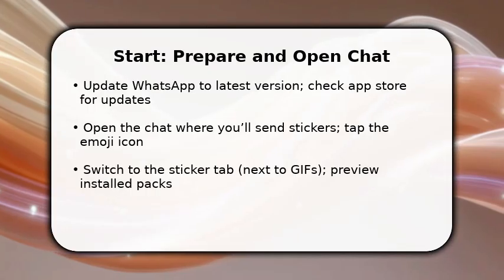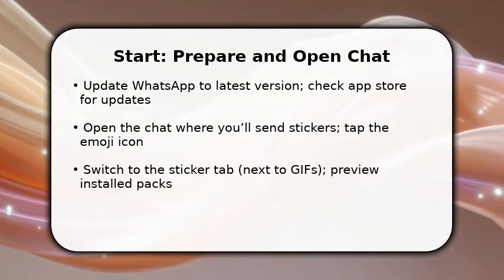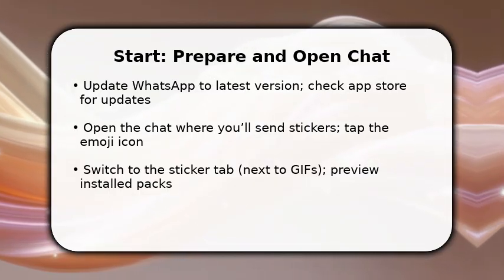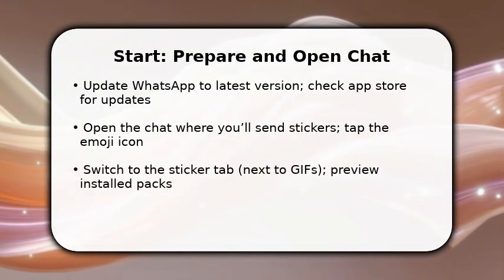You've updated WhatsApp and opened the chat. Now tap the emoji icon to begin. Once done, switch to the sticker tab. It's beside GIF, so you see sticker categories and recent packs.